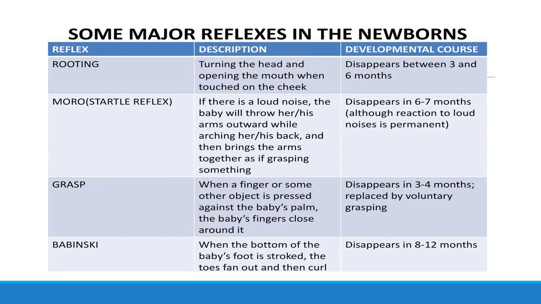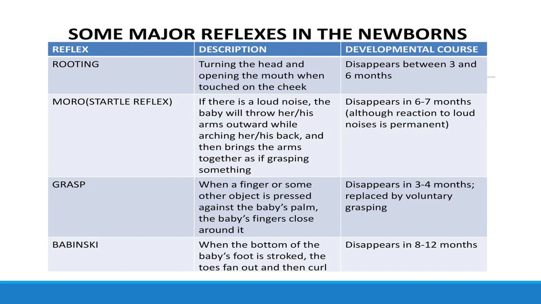Next, Moro or startle reflex. If there is a loud noise, the baby will throw her or his arms outward while arcing her or his back, and then bring the arms together as if grasping something. And this reflex disappears in 6 to 7 months. Although reaction to loud noises is permanent, whenever the baby hears any kind of loud noise, the way the baby reacts remains permanent, but this reflex actually disappears by 6 to 7 months.